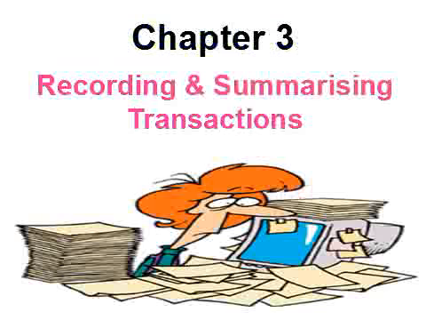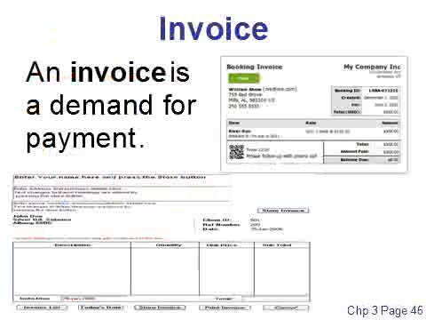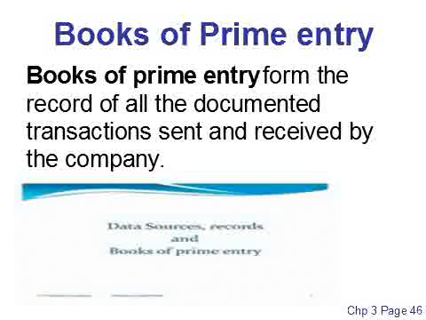Chapter 3. Recording and summarizing transactions. Source documents. Source documents are the source of all the information recorded by a business. Invoice. An invoice is a demand for payment. Credit note. A credit note is used by a seller to cancel part or all of a previously issued invoice or invoices.